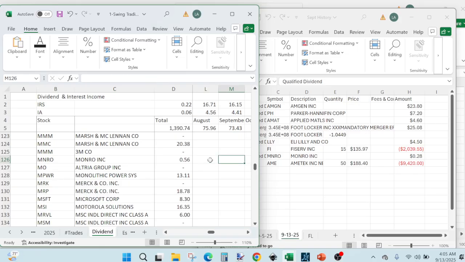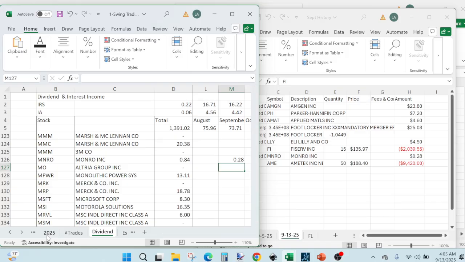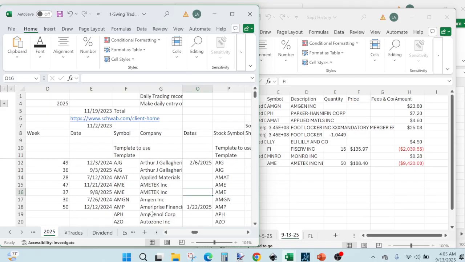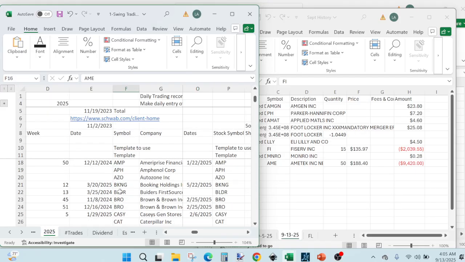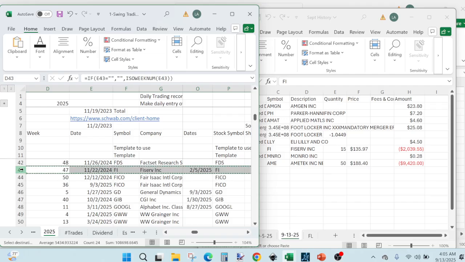So we made 0.28 profit there. It's still something, right? So now we purchase FI. So we'll go back to 2025, and we have an entry there. This one we purchased and sold already.